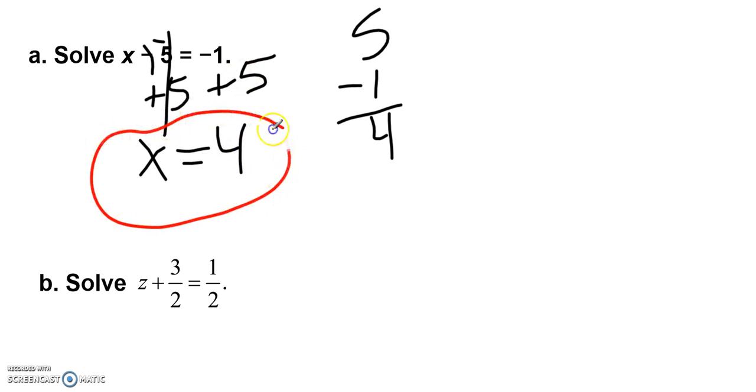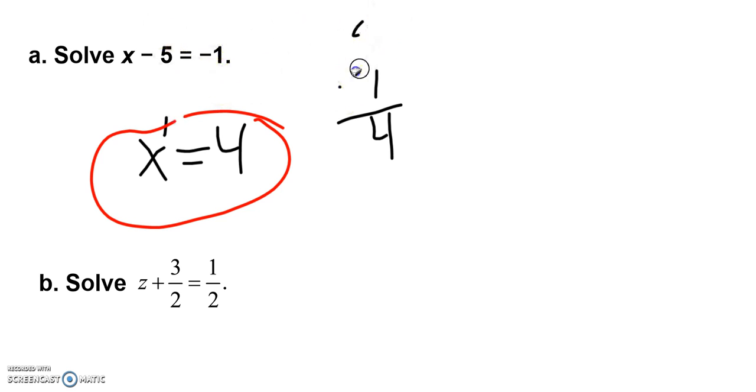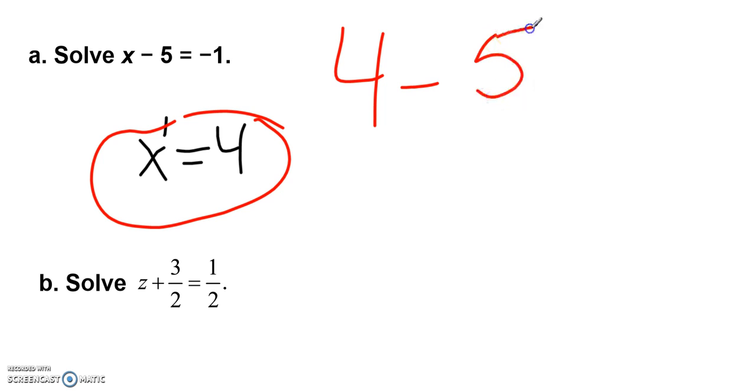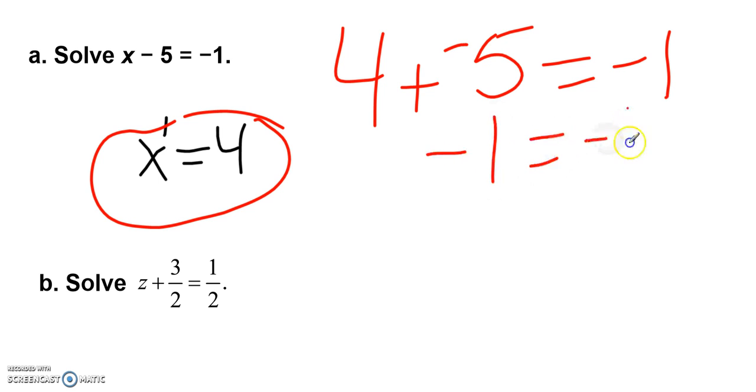I don't think that's too bad. And we can do this awesome trick. We can actually check our answer and see if it's right. If you're ever on a test or a quiz or doing your homework and you really don't know if you got x right, just plug it right back in. So 4 minus 5, or plus negative 5, equals negative 1. Negative 1 equals negative 1, so yay, we got it right.